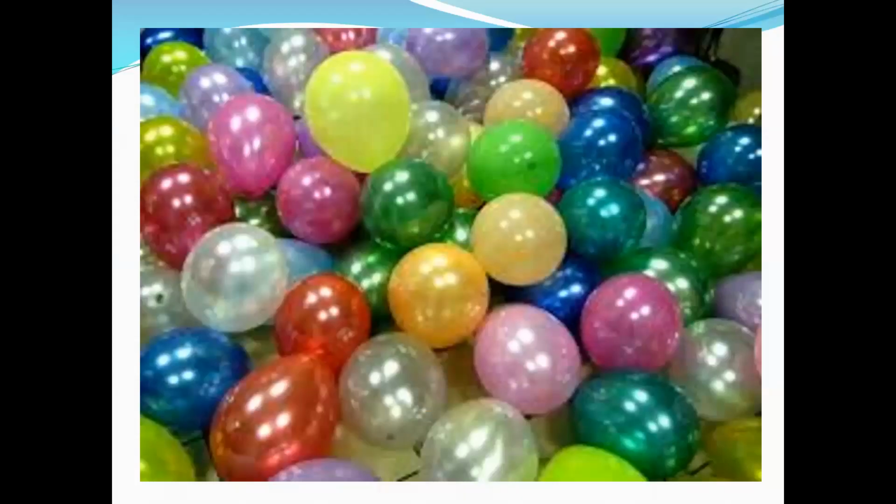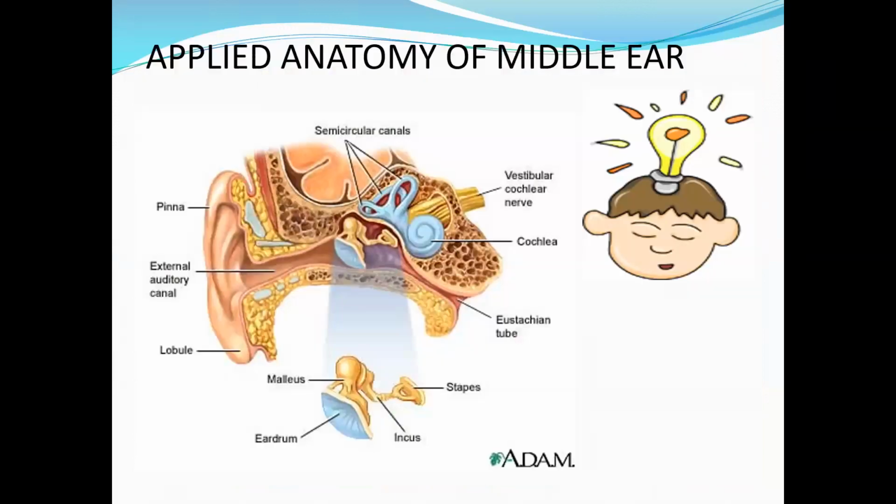So you can see balloons. Why have I posted this picture? Because inflation and blowing of the balloon opens the eustachian tube. And otitis media with effusion is the disease that is caused by obstruction of the eustachian tube. Now recall the anatomy of the eustachian tube. This is made up of fibrous tissue, cartilage, and bone, and it connects the middle ear to the nasopharynx. You can see this is the middle ear, this is the eustachian tube, and it connects the nasopharynx to the middle ear.